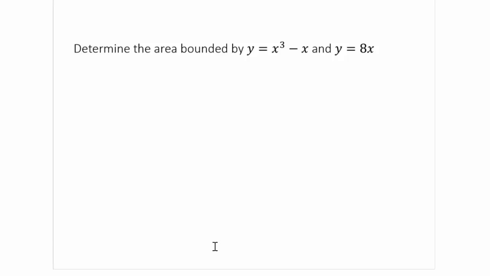Determine the area bounded by y equals x cubed minus x and y equals 8x. All right, let's see. I want to draw this. Drawing always helps. Y equals 8x, that's a line with a slope of 8. Y equals x cubed minus x.